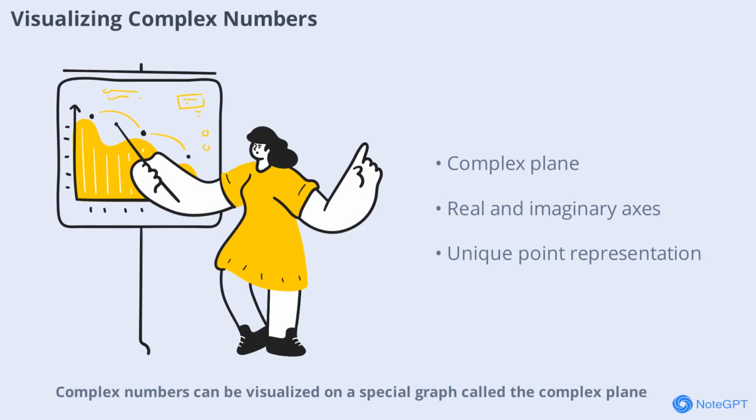Complex numbers can be visualized on a special graph called the complex plane. Here, the horizontal axis represents the real part, and the vertical axis represents the imaginary part. Each complex number corresponds to a unique point on this plane. This visual approach helps us understand how complex numbers behave and interact, making abstract concepts much more concrete.